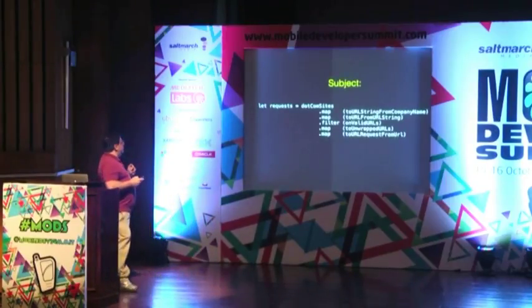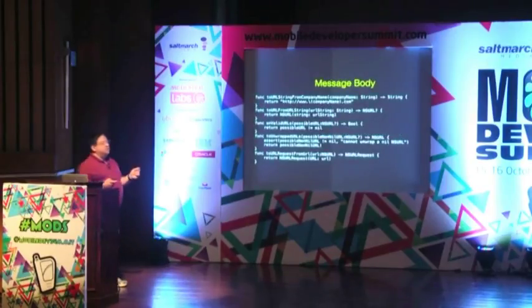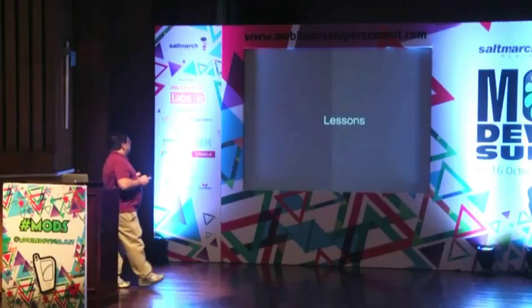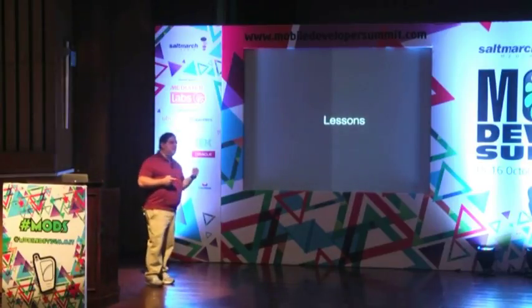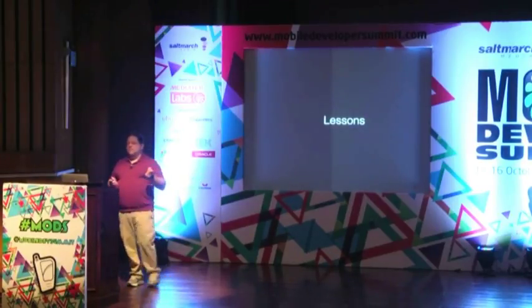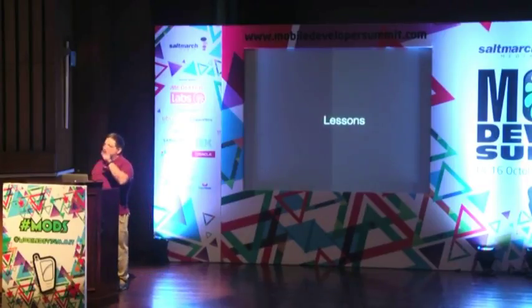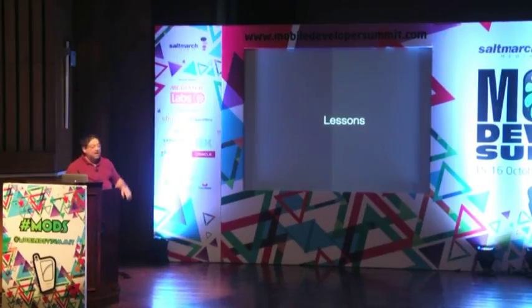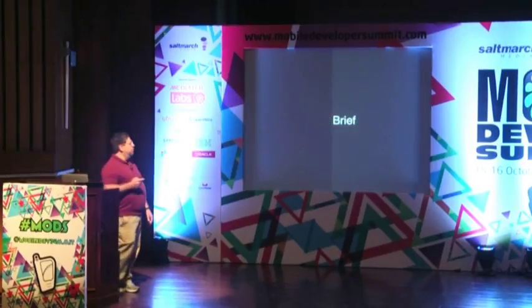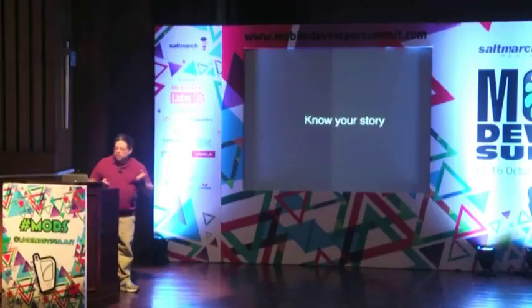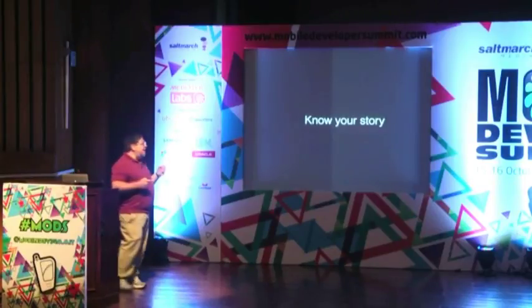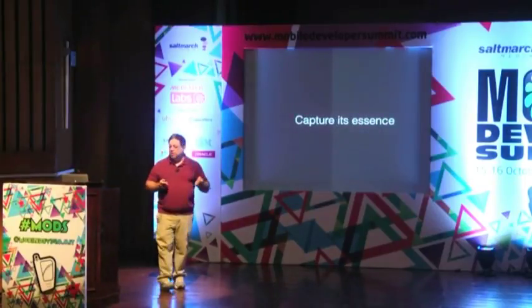We have our subject, and then we have our message body. You write for a living. So we've learned some lessons for our coding that came from writing, and we still do writing, our emails and our commit notes and all that. We write clear and clean. We're brief. We know our story. We know what we're communicating. We capture its essence and we share it with others.